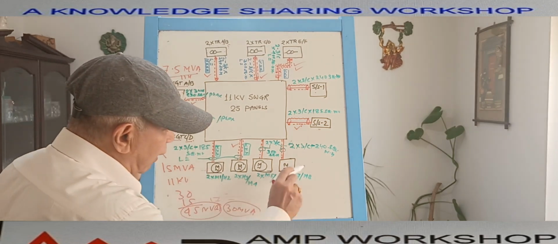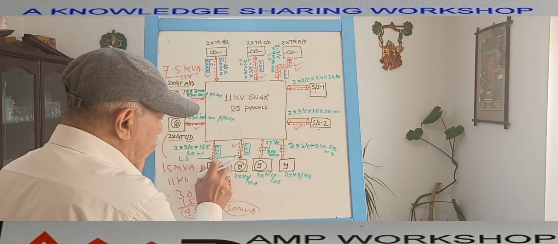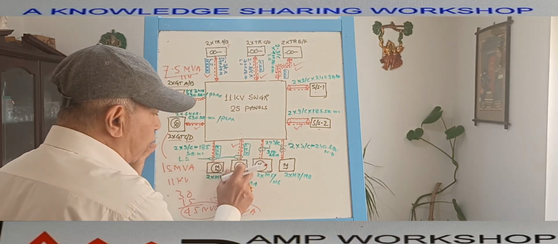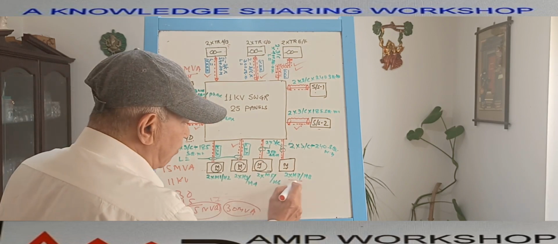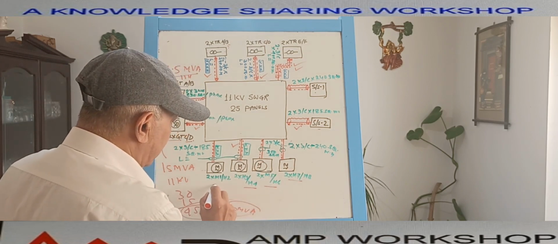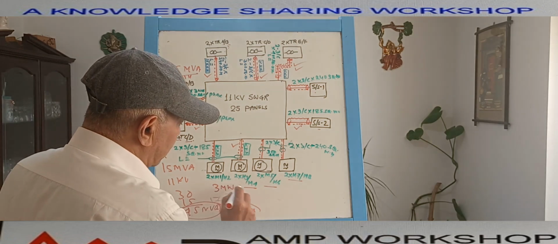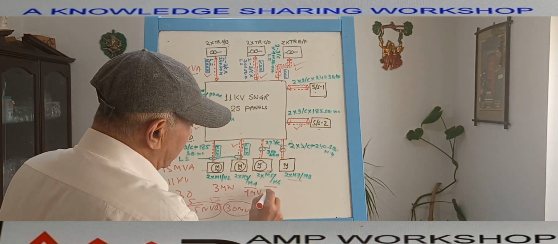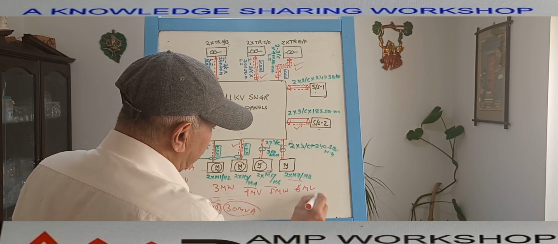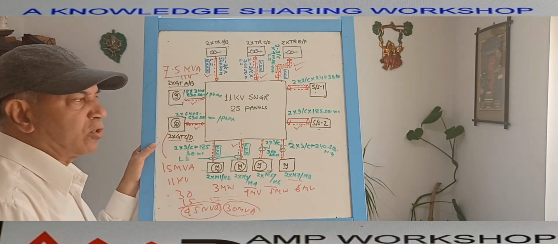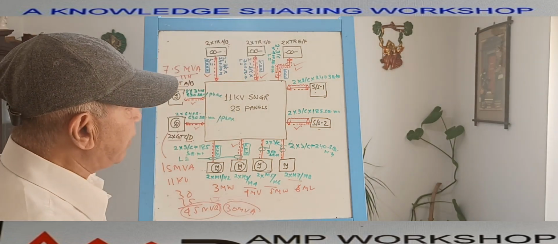We have a total of 4 types of motor. Suppose this motor is 3 megawatt, this is 4 megawatt, this is 5 megawatt, and this is 6 megawatt. There are 2 numbers of each motor. So this is a 3 megawatt motor, this is a 4 megawatt motor, this is a 5 megawatt motor and this is a 6 megawatt motor. In total, 8 motors and 6 transformers are there.